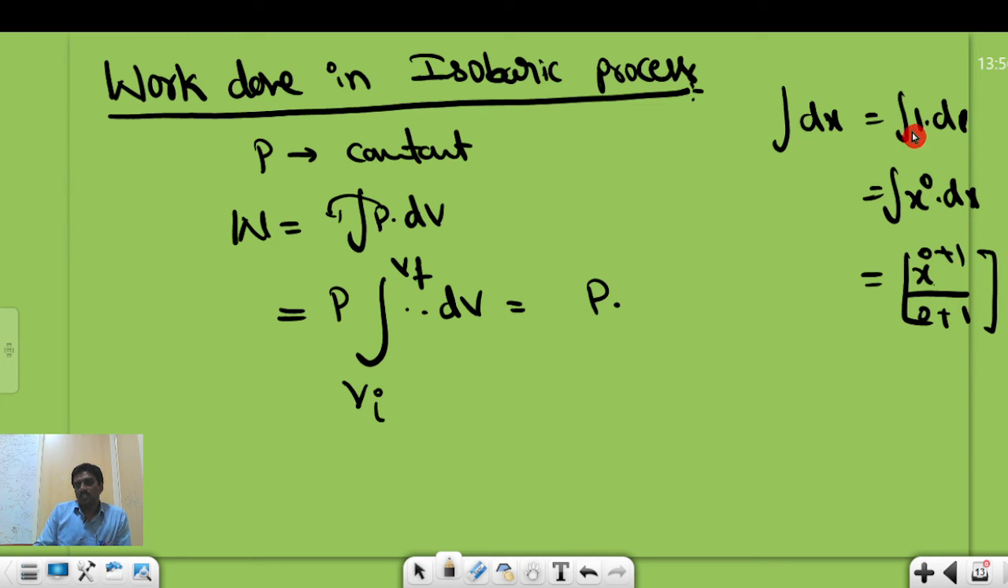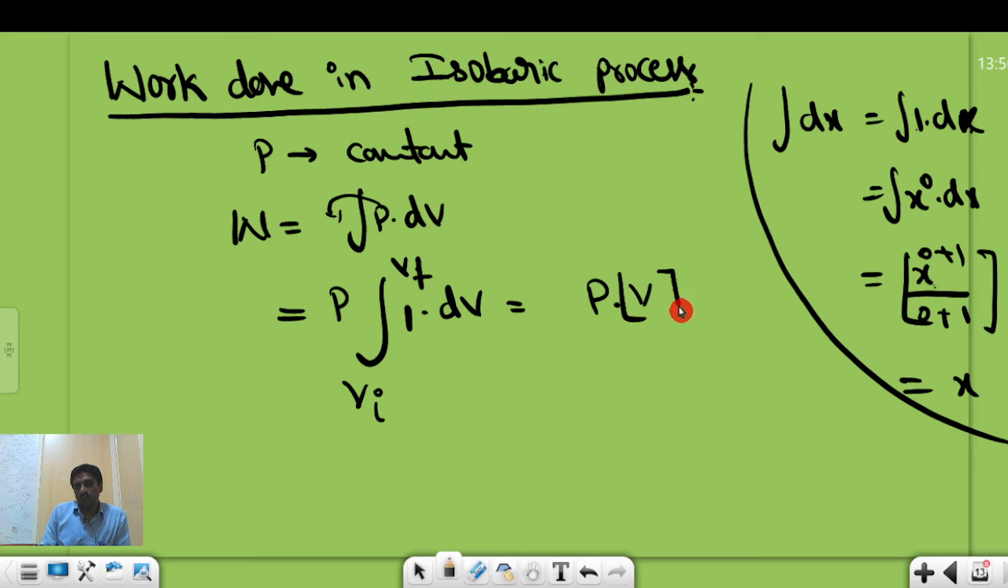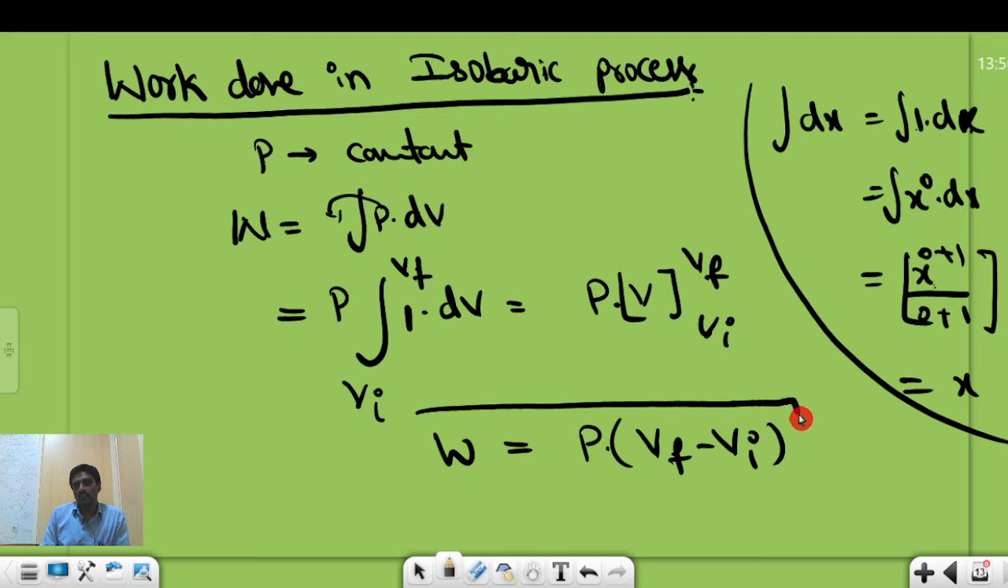When nothing is there, we are integrating the variable parameter, so that variable x will appear. In a similar manner here, 1 is there, and we are integrating it with respect to V, so we will get V. With initial volume Vi and final volume Vf, that is equal to P into Vf minus Vi. So this is the work done in the isobaric process.